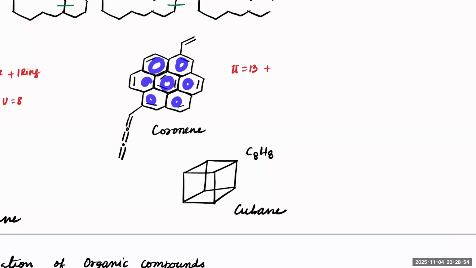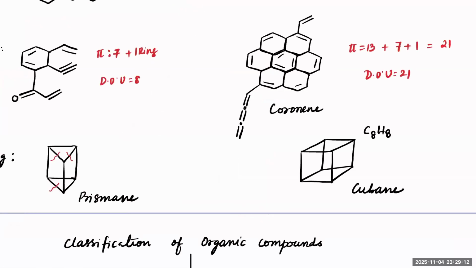Now notice this one. After breaking all the 7 rings, the final ring that will be left is the peripheral ring. So that peripheral ring you have to break. That means you have to do one more. So total how much do we have? 21. So the degree of unsaturation in this case will be 21. So that is the coronene DOU.